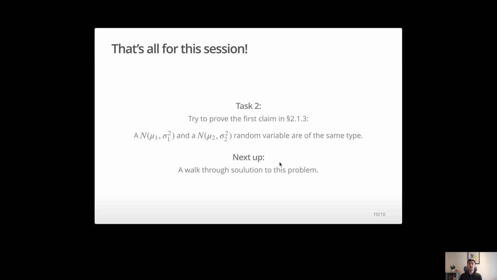That's everything we have to cover in this video, and I'll leave you with a second task, this one focusing more on types of distribution. In the notes in section 2.13, there's a claim made that two normal distributions with different mean parameters and different variance parameters are equivalent up to type. What I'd like you to do is look back through the notes to find this claim and the definition of what it means for two distributions to be of the same type, and have a go at trying to prove this statement. In the next video, we'll walk through a solution to this.